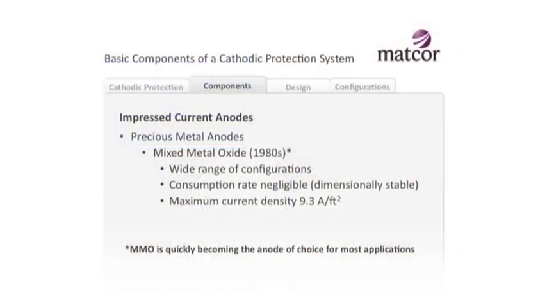One of the reasons that MatCore has specialized in building mixed metal oxide anodes is because you get exceptionally long life, exceptionally high reliability, and you can generate large amounts of current from fairly small anodes. Well, that's the other thing. The anode, mixed metal oxide, is actually a coating over a titanium substrate. So we take titanium metal.